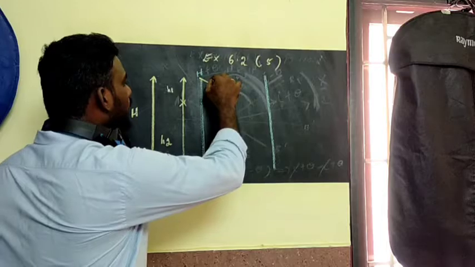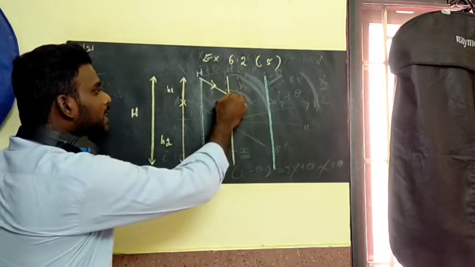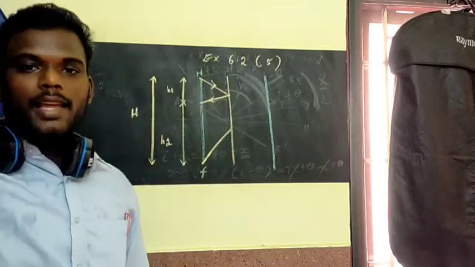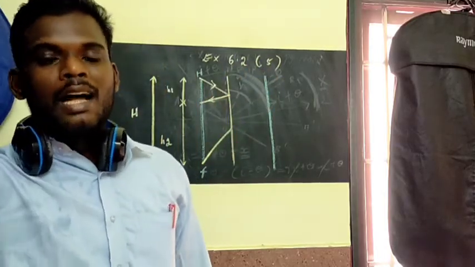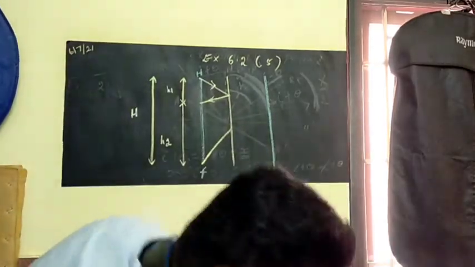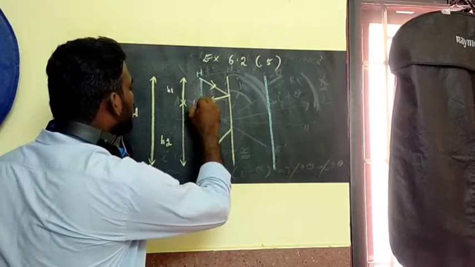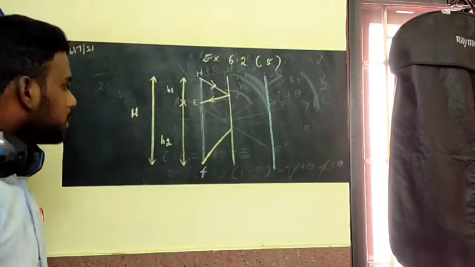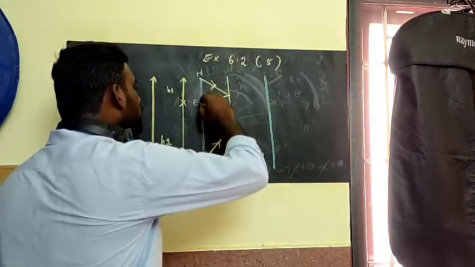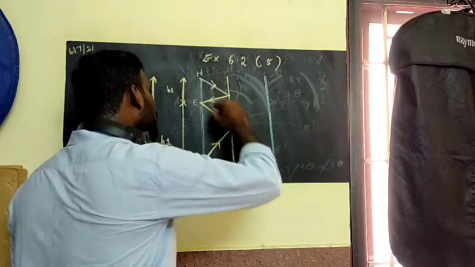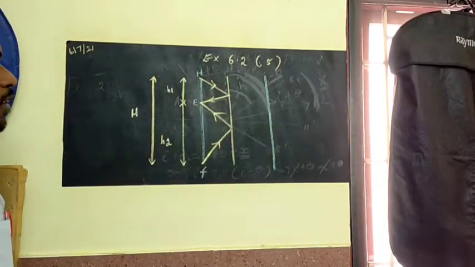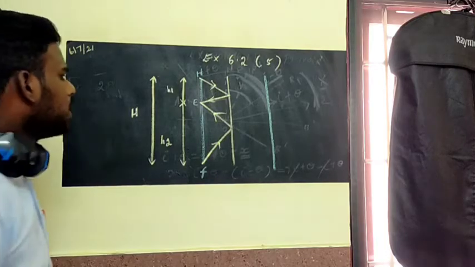Then after reflecting, it reaches the eye of the person. One ray going from the head of the person, after reflection, passes to the eye. This is the eye position ma. Like that, after reflection, the ray coming from the bottom also reaches the eye ma. Is it clear everyone? This also reaches the eye. Is it clear? Then fine.